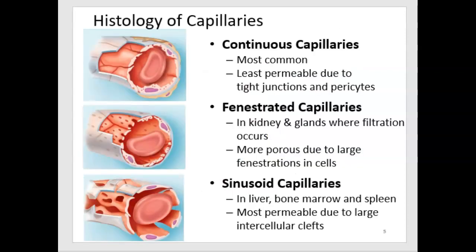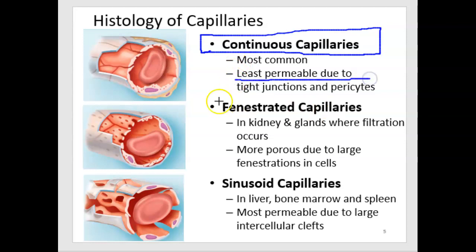Okay, let's review the various types of capillaries that we already discussed. There are continuous capillaries, fenestrated capillaries, and sinusoid capillaries in the body. Each of these are in different locations. The most common are continuous capillaries, and that's what we're going to deal with here today. They are the least permeable due to the fact that there are tight junctions between the endothelial cells, and there are pericytes, these cells on the outside, with foot processes that prevent the escape of materials.